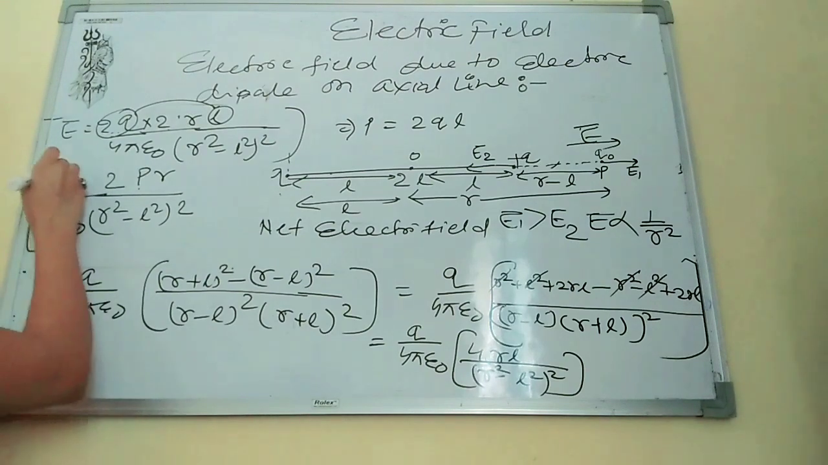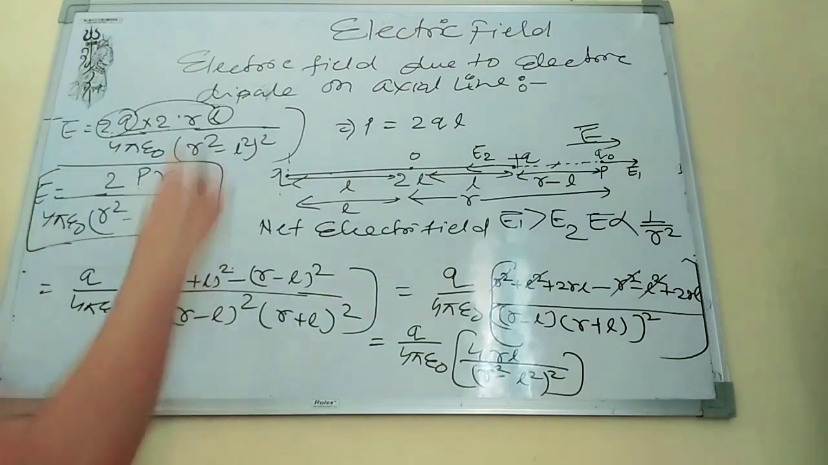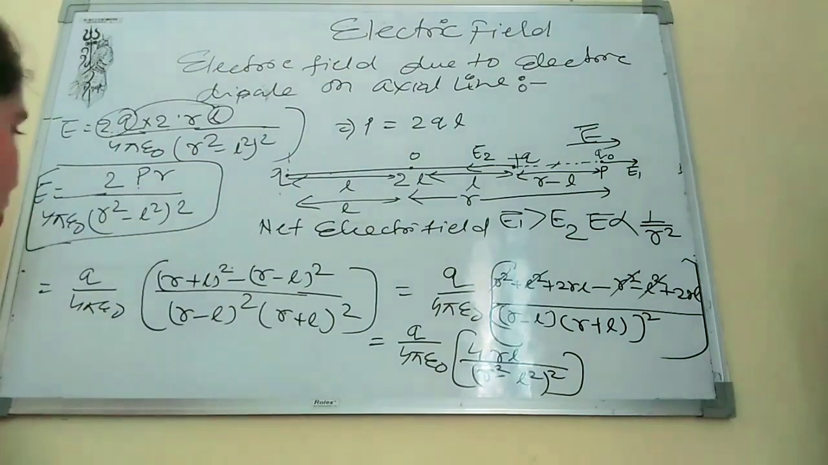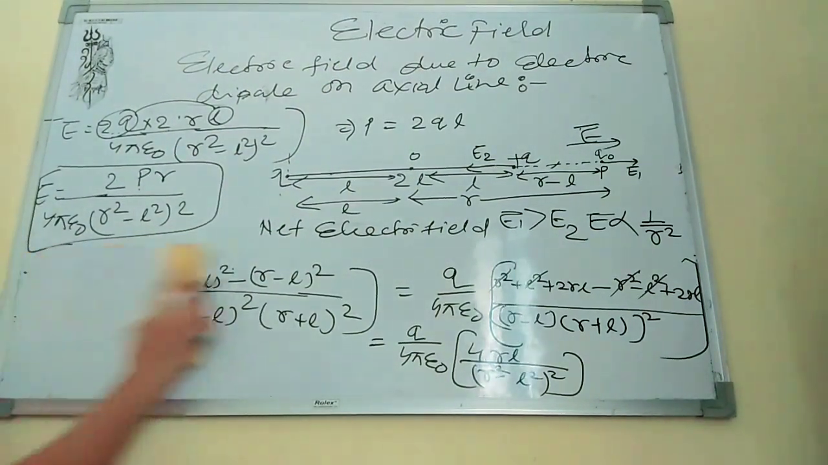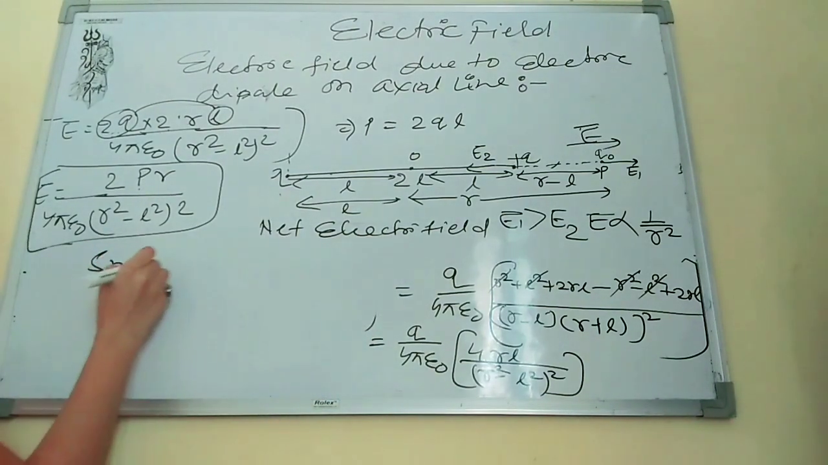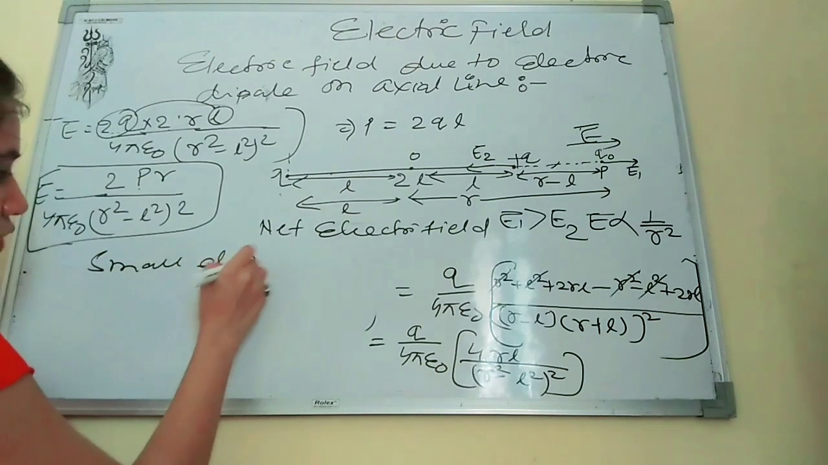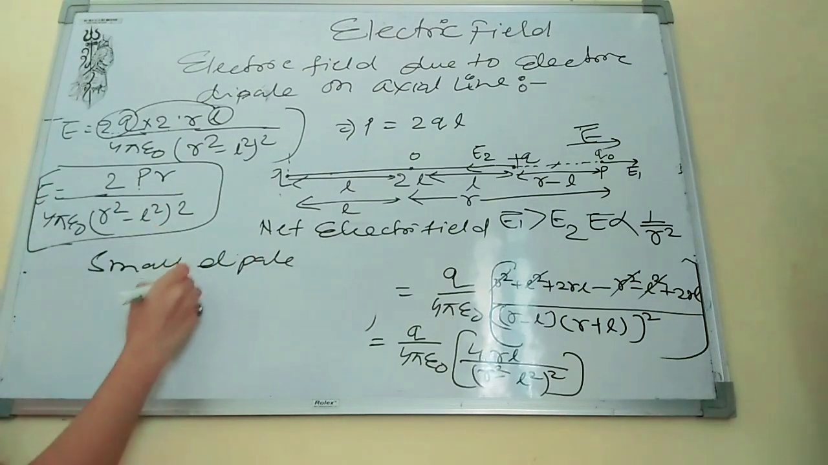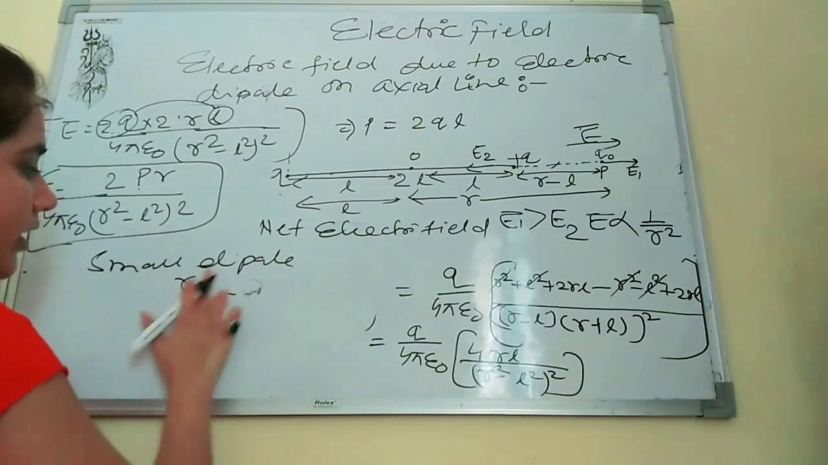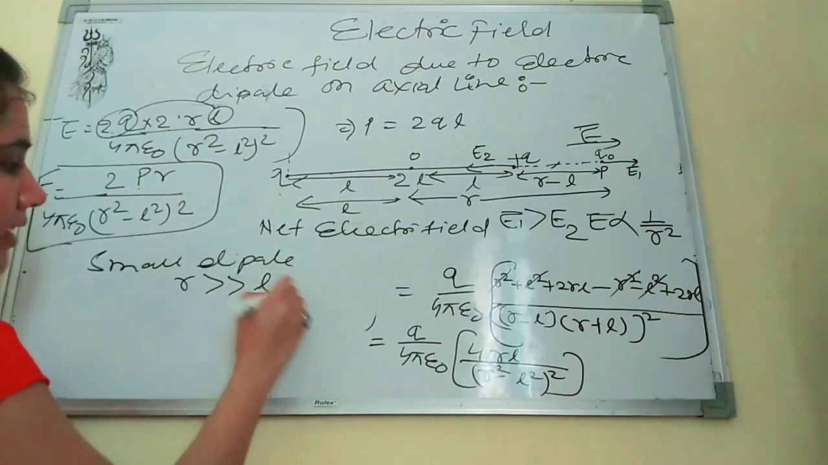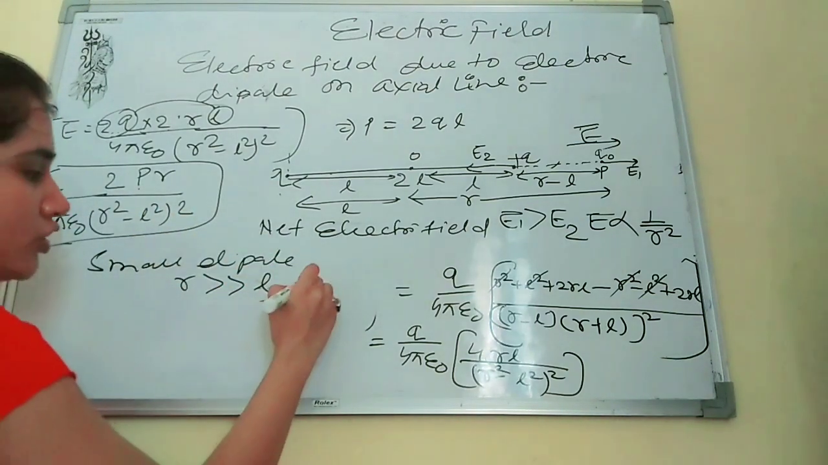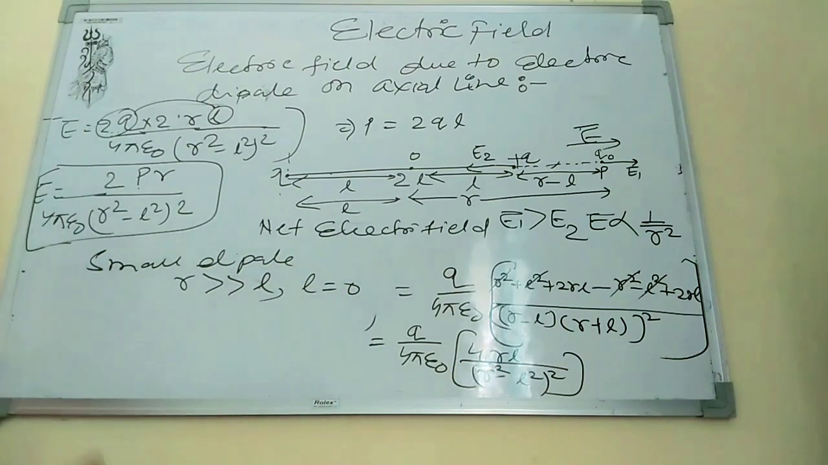This is the net electric field due to a dipole on the axial line. Now there is one condition. Suppose we are talking about a small dipole. Then L will become very, very much less than R, so it will simply get neglected. In the place of L we will put 0.